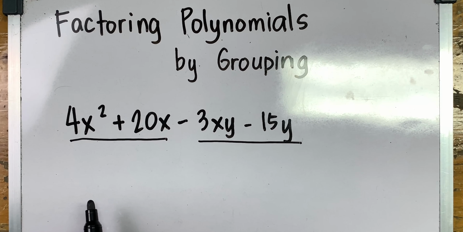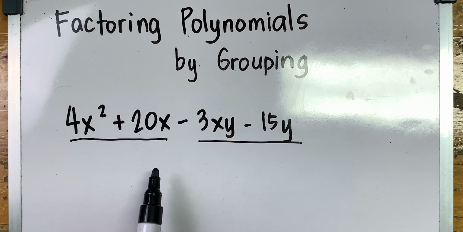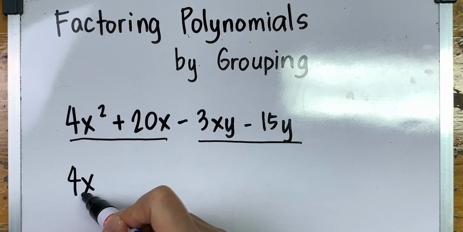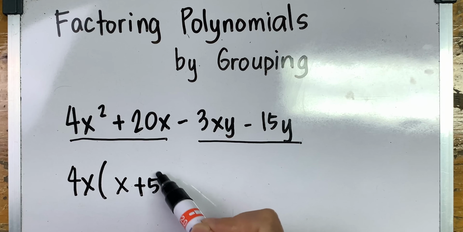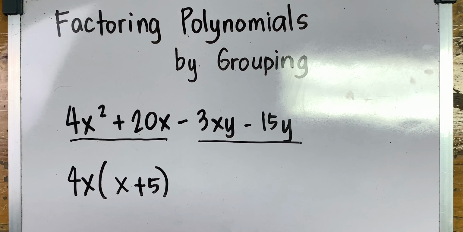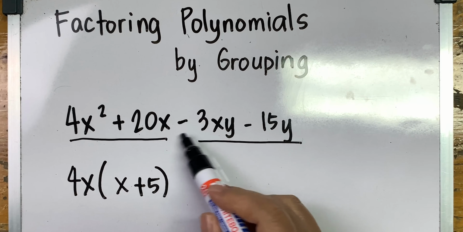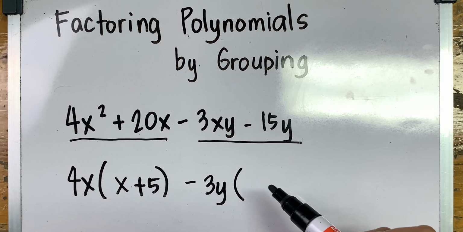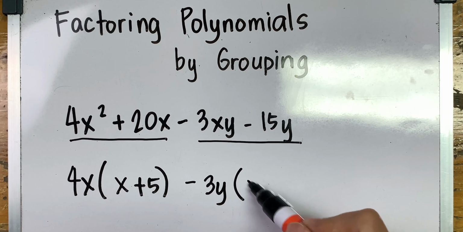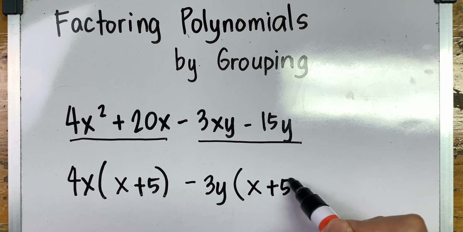In our first group, you have to factor out the GCF. 4x squared plus 20x, the GCF there is 4x. So factor out 4x. So that would lead us to x plus 5. Okay, in our second group, we also need to factor out GCF, which is 3y. Okay, so there's a negative sign there, so we'll just put negative 3y. And so what is left is just x plus 5.